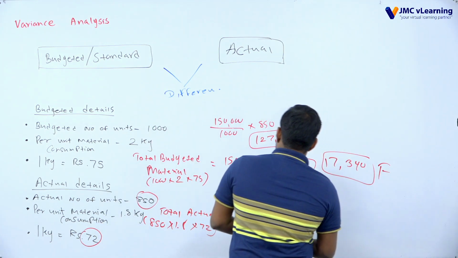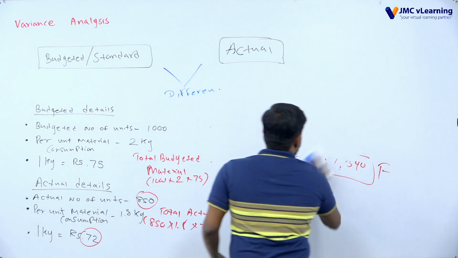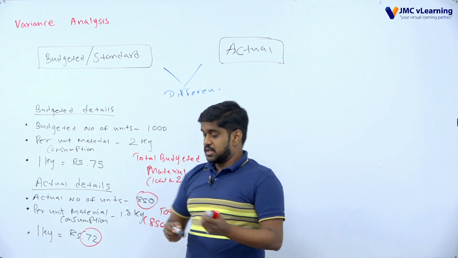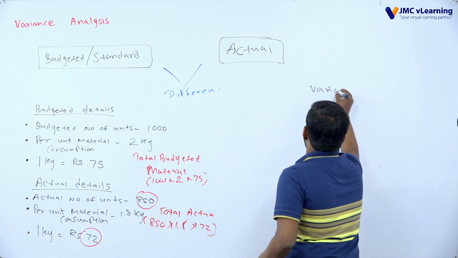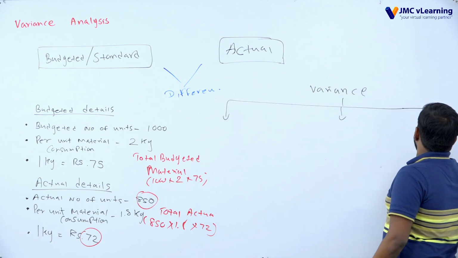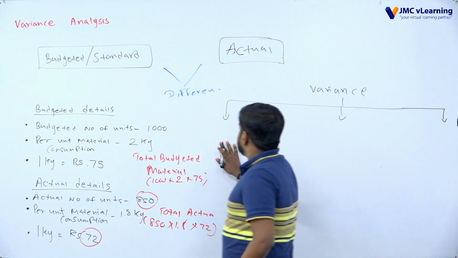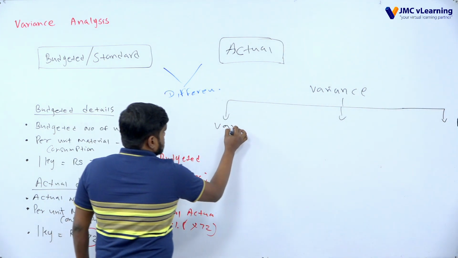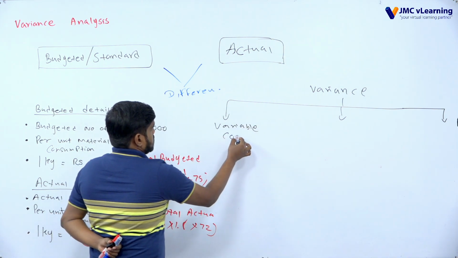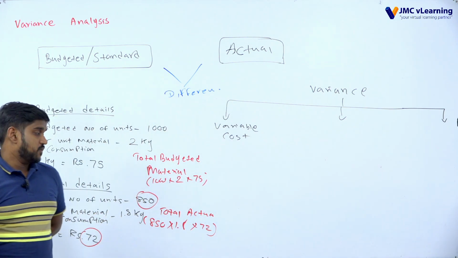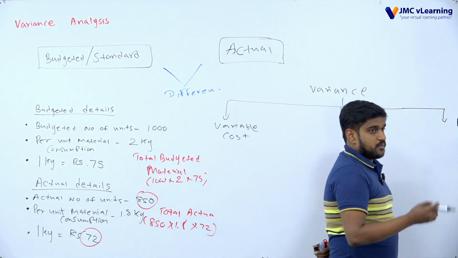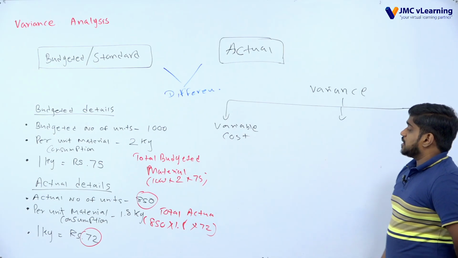Under the variance analysis, we have to mainly calculate three types of variances. The first variance is variable cost variances. That means regarding our variable cost, that is labor, our material cost and other overhead, based on this variable cost we can calculate our variance.